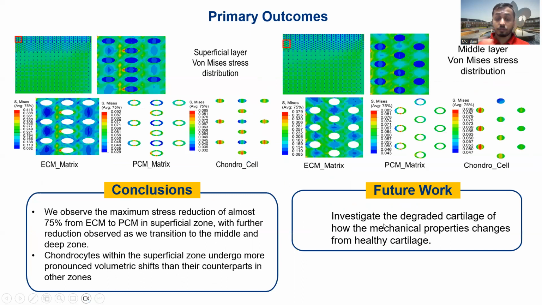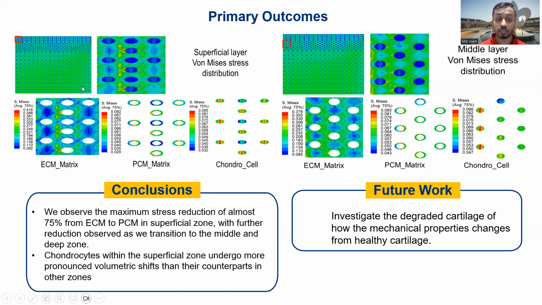If you come to the results now, these are the primary outcomes of our simulations. As we stated in our research objectives, we combined all the components of cartilage in one model. Here you can see after running the simulation, we can visualize the results for individual ECM properties, individual PCM properties, as well as the individual cell properties. We can visualize the stress distribution and deformation behavior for the fibers also.